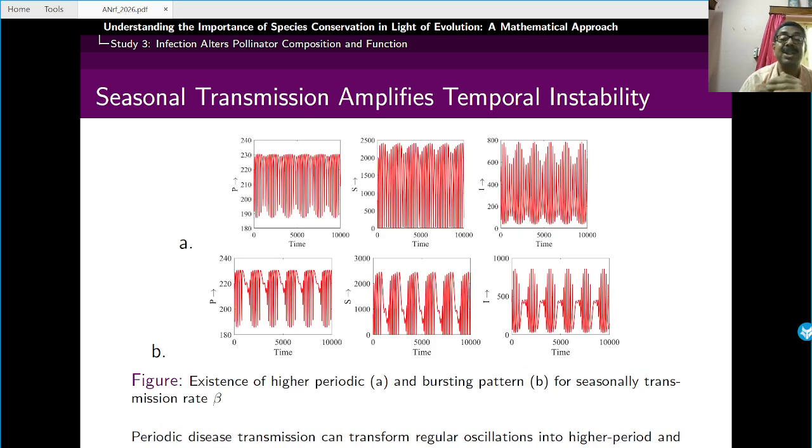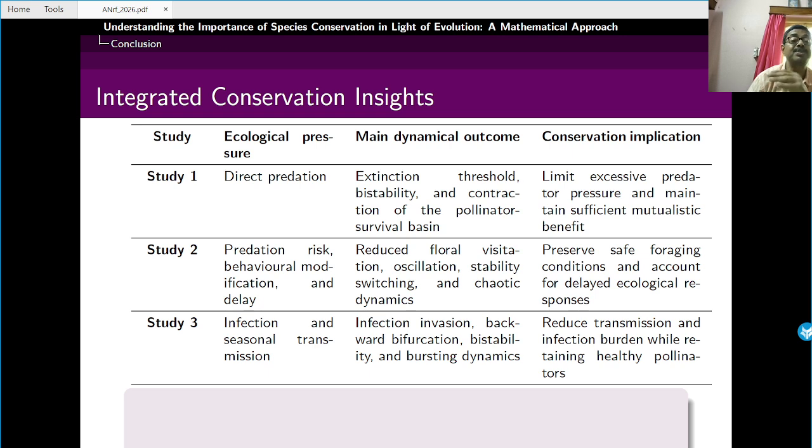And seasonal transmission amplifies temporal instability. This is the comparison of our three studies: direct predation in the first, predation risk, behavioral modification and delay in the second, and infection and seasonal transmission in the third. So conservation is the sum of persistence plus function, stability and resilience.